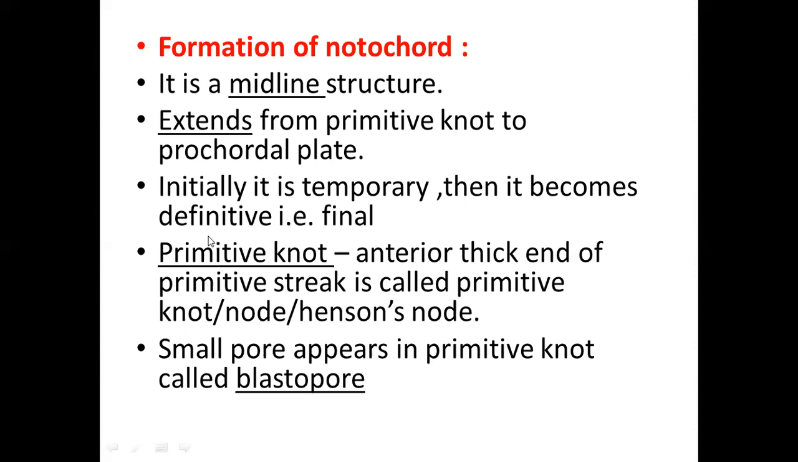Definitive means final. What is a primitive knot? The anteriormost thick end of the primitive streak is called the primitive knot, also called the primitive node or Hensen's node. A small pore appears in the primitive knot, which is called the blastopore. This is a new terminology here. It is nothing but the small pore or hole appearing in the primitive knot. And what is the primitive knot? It is the anteriormost part, the thick end of the primitive streak.